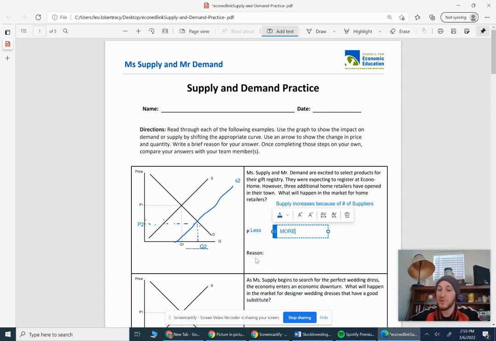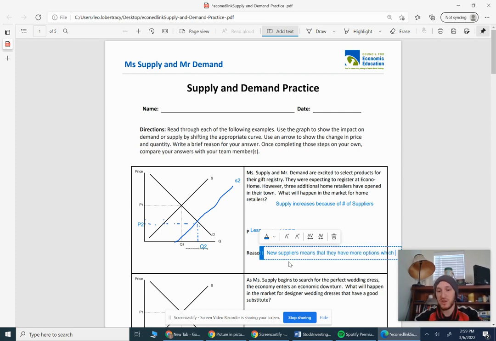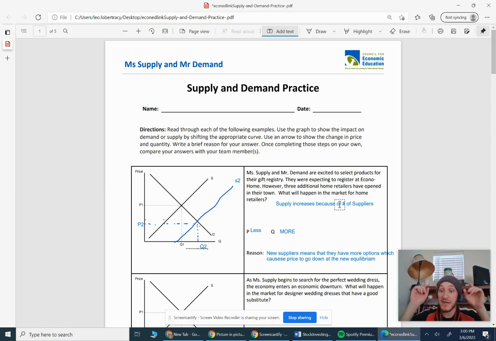Okay. And then for the reason, I want you to just write me through what happens here. Okay. So you're basically going to be like, oh, I got 30 seconds. You're going to say something like, new suppliers means that they have more options, which causes price to go down at the new equilibrium. Okay. There's some misspellings there because I've got to rush because this thing's going to run out. Anyways, that's how you do it. Come by if you need it. Do the next 5 problems.